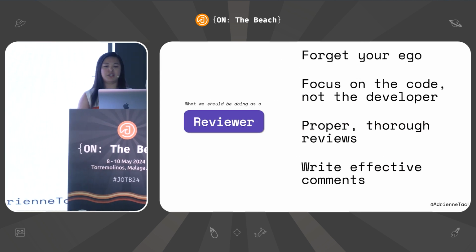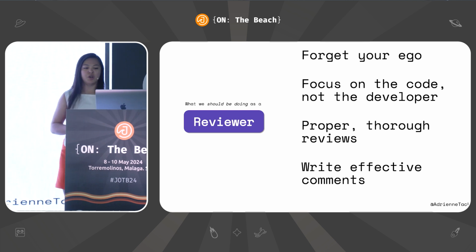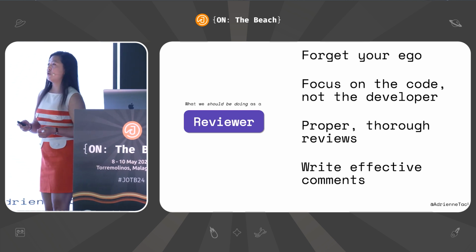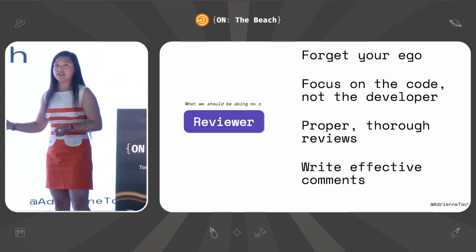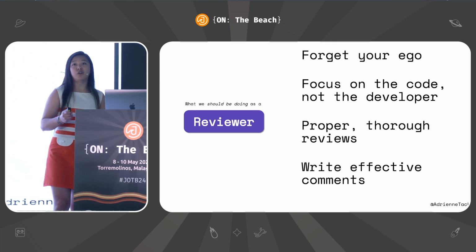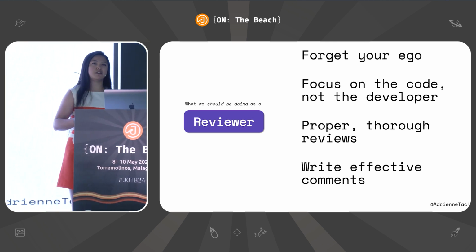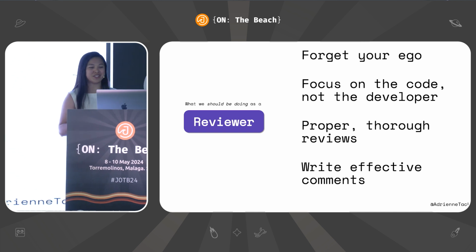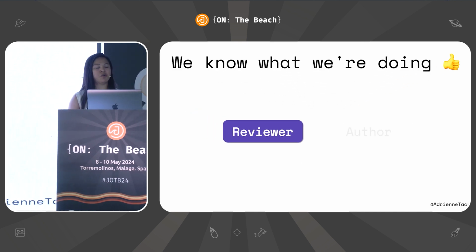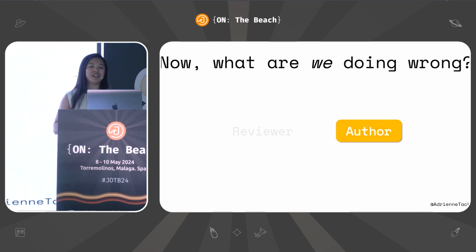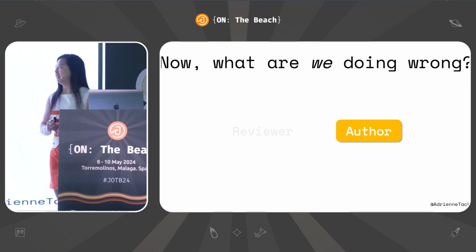So as a reviewer, we need to forget our ego. We need to focus on the code, not the developer. We need to give proper, thorough reviews, and we need to write effective comments. If we can do all of those 4 things, we can make the code review process way more effective and also be way more happy as reviewers. So now we know what we're doing as reviewers. Now what are we doing wrong as authors?